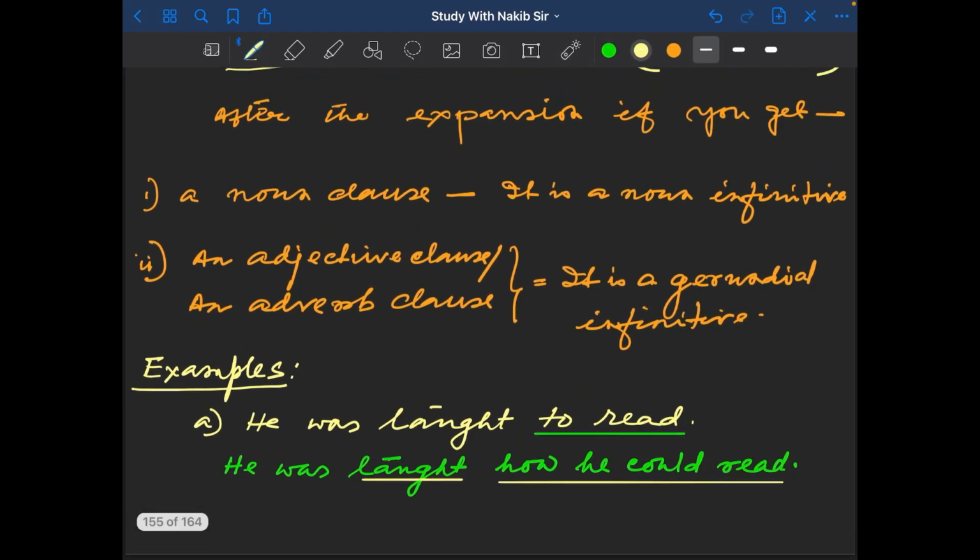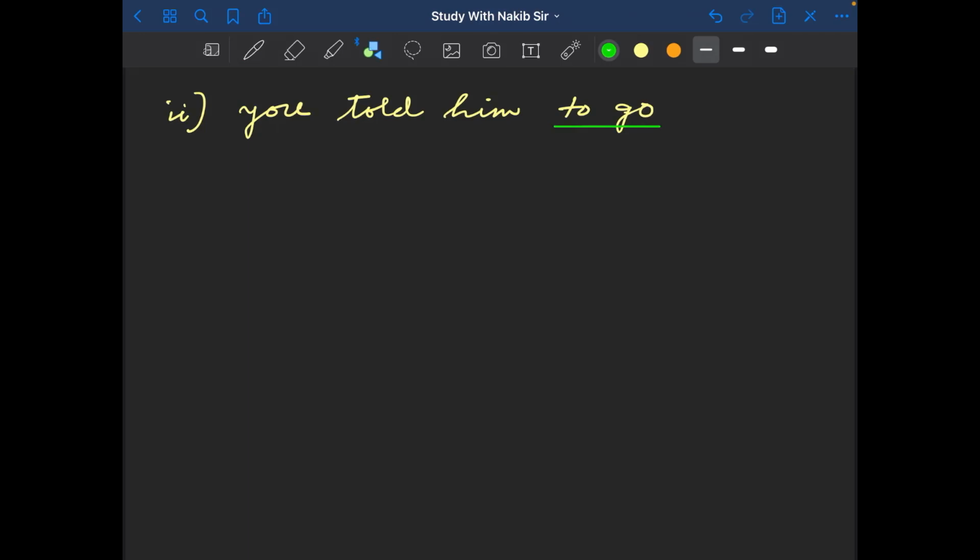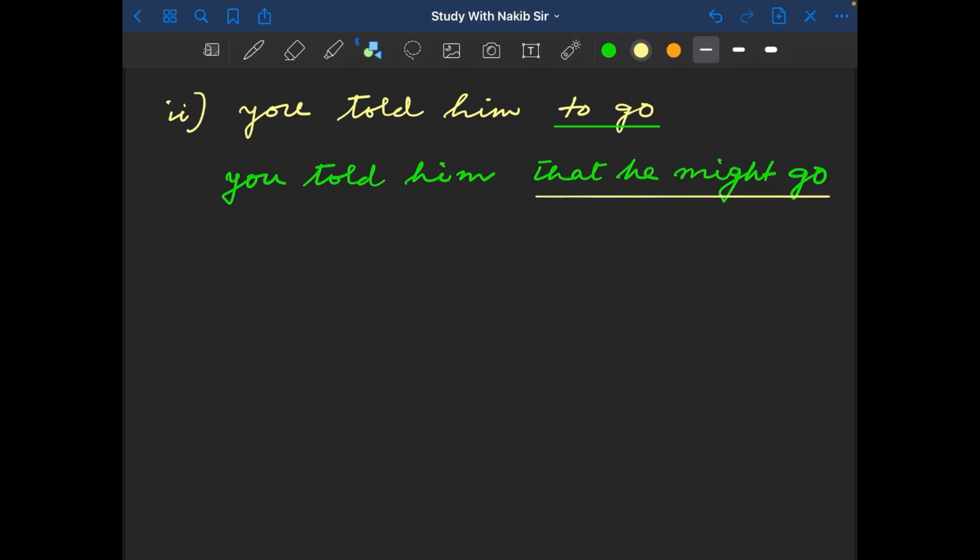Okay, now we'll take another example. You told him to go. This one is the infinitive. So what type of infinitive is it, a noun infinitive or a gerundial infinitive? To get your answer, expand this infinitive into a clause. You told him that he might go. That he might go is the expansion of this infinitive.